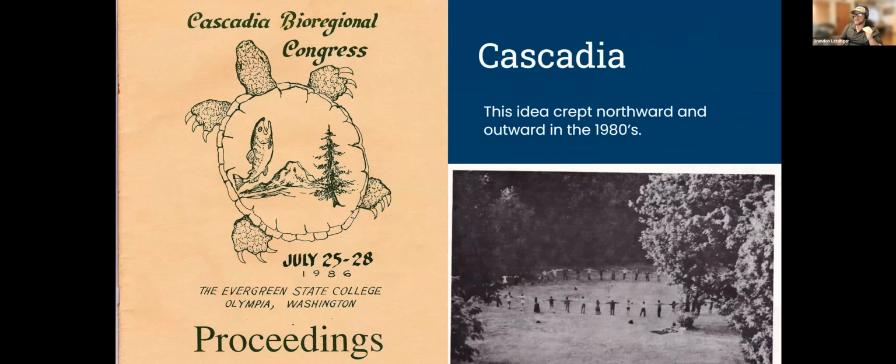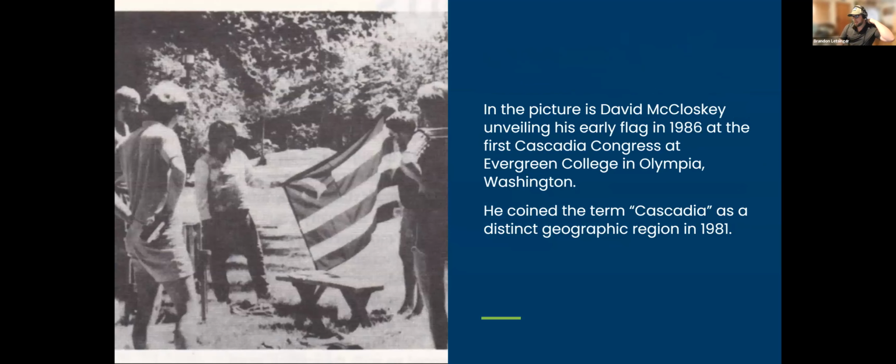So these ideas then helped spread, and they spread up into Cascadia in the 1980s. David McCloskey was a Seattle University professor. He coined the term Cascadia in 1981. And these grew into a series of bioregional congresses. They had a conference in 1985 in Bellingham. The first bioregional congress was in 1986 at Evergreen State College. You can see David McCloskey here unveiling a map, a flag that he created that he felt was representative of the bioregion, using the orca fin, because it's so reflective of the shape of the bioregion itself.